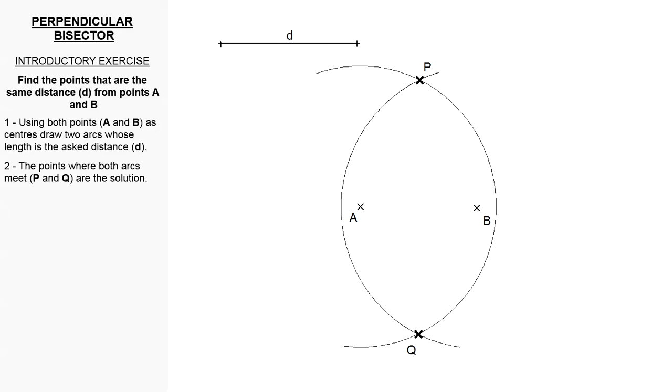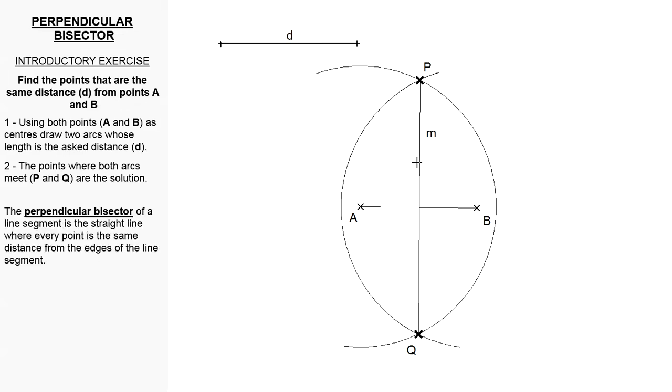If points A and B were joined with a line segment, since these 2 points are the same distance from A and B, every point on this straight line that goes through points P and Q, this straight line M, are at the same time at the same distance to points A and B. And this straight line M is the perpendicular bisector of the line segment AB. It is the straight line where every point is at the same distance at the same time from points A and B. I can check it.